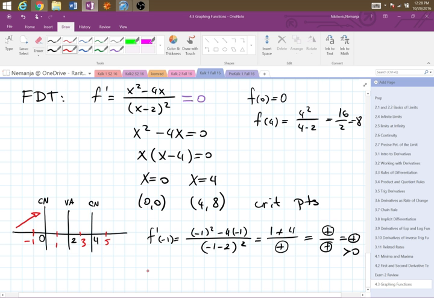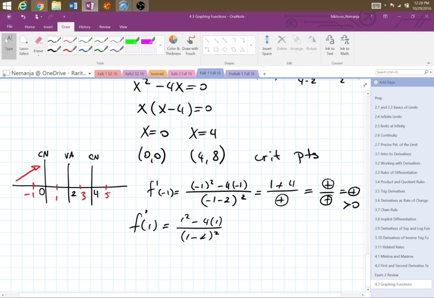Is 1. So f prime computed at 1, which is 1 squared minus 4 times 1 divided by 1 minus 2 squared. Again, the denominator will always be positive, but the numerator this time is negative because we have 1 minus 4, a negative value, over a positive value, which is overall a negative value, less than 0, so we have a decrease in here. Next, f prime of 3.